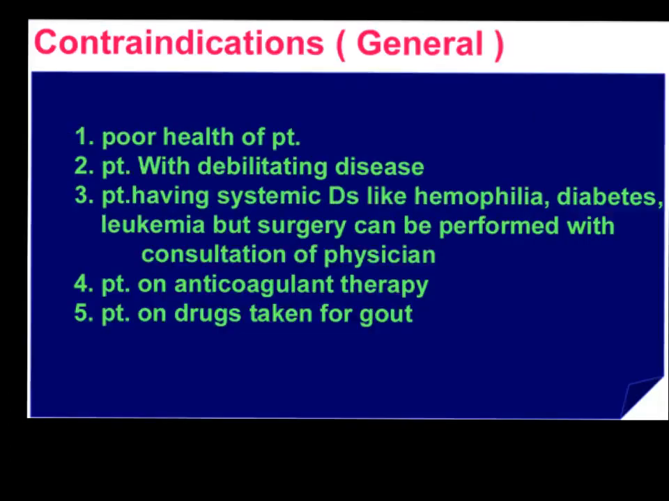While general contraindications include poor health of the patient or a patient with a debilitating disease, patients having systemic diseases like hemophilia, diabetes, leukemia, but surgery can be performed with consultation of the physician. Also, patients on anticoagulant therapy or patients on drugs taken for gout. In all these cases, physician consultation is needed.